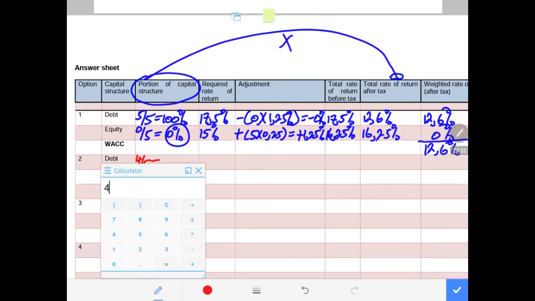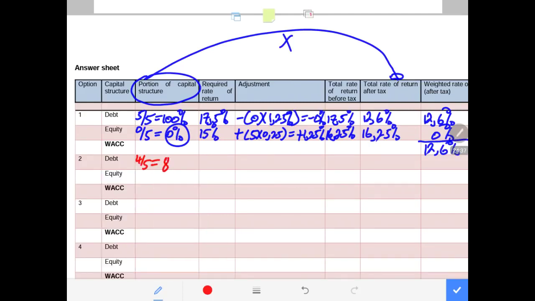If we say 4 of those 75,000 divided by 5, it will be 80% of debt. And when it's 80%, meaning one of them must be taken from equity, the weight of equity will be 20%. This must always be 100%. Remember, we write the original return before the adjustments have been taken into account. The required return on this investment is 17.5% on the loan and 15% on equity.